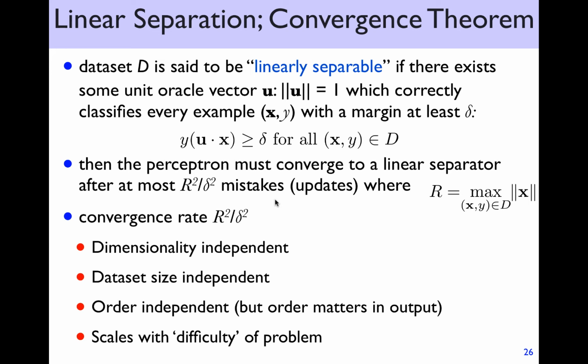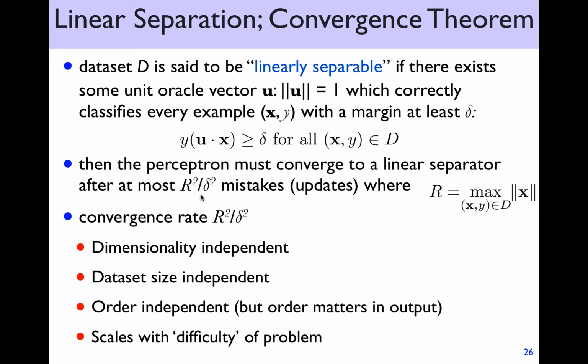Okay. What is this R? This R is called the radius of the data set. It's basically the longest length of any training example. Or in other words, the maximum of the norm of training examples. It doesn't matter if it's positive or negative. And we'll see what that means in a minute.